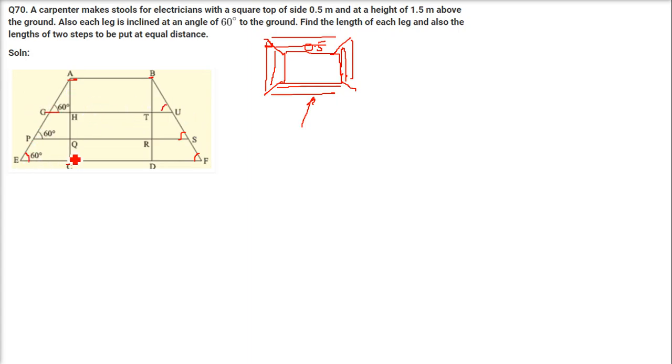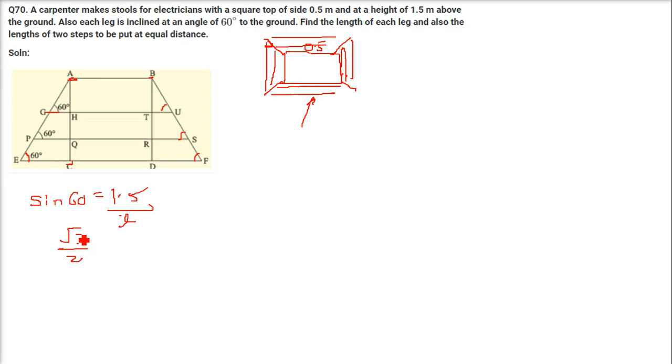Now, in order to find this side, because this is 1.5, this is 1.5, right? So this is the perpendicular and this is the hypotenuse. So I can write sine 60 as this height 1.5 by the hypotenuse, that is AE. Let me take it as the length L. So sine 60 is what? Sine 60 is root 3 by 2.